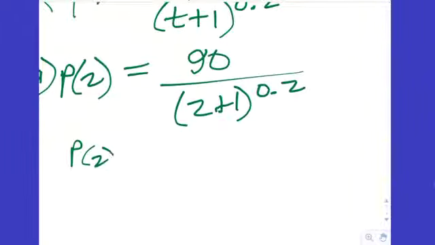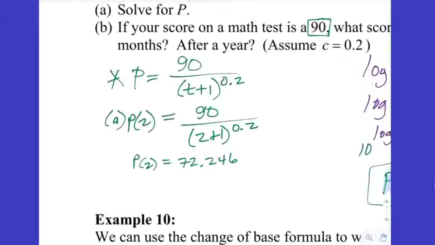You end up with 72.246. So if you scored a 90 on the math test, and then 2 months later I just gave you a pop math test that was the same test as 2 months prior, according to his law, you'd still pass with a 72, right? Which might be kind of like an 80 after the curve. You're welcome. All right.